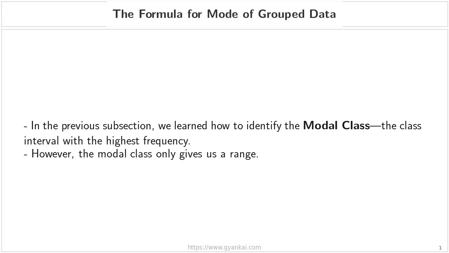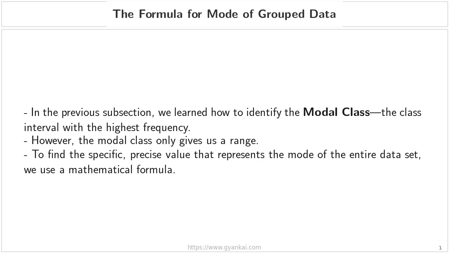However, there is a limitation we need to address. Identifying the modal class only gives us a range or a window of where the mode might be. It doesn't give us a single exact number. To find the specific, precise value that represents the mode for the entire dataset, we cannot rely on observation alone. Instead, we must use a mathematical formula.